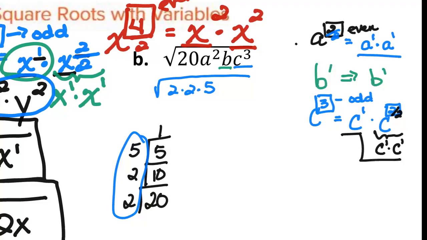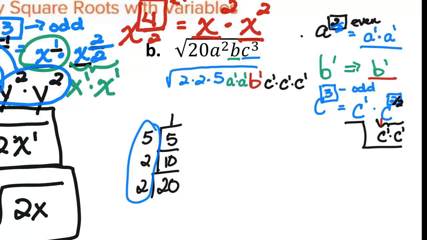The first one is going to be a to the first times a to the first. I have one lonely b, so I'm just going to put b to the first. And c to the third I broke down as 1c, and then I broke c squared into two other ones. So I have c to the first times c to the first times c to the first. Because remember, when you are multiplying these together, you add the exponents, and those added together add to 3.